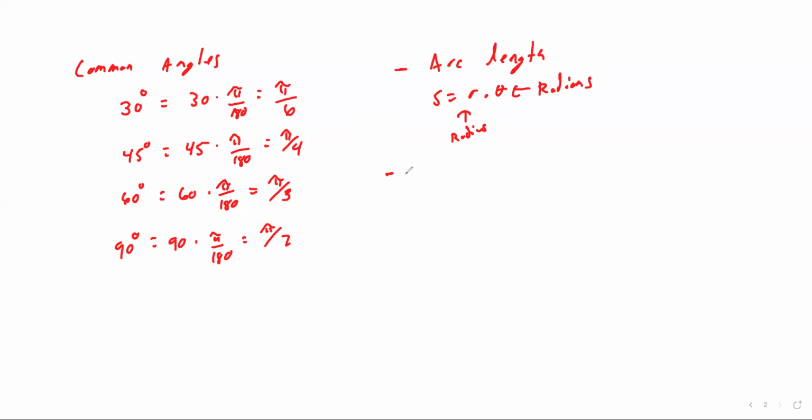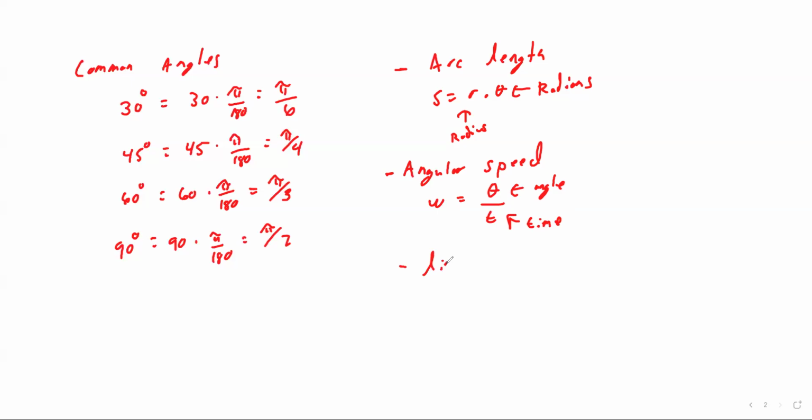Another one is angular speed. And that's going to be, I believe this is a lowercase omega. It just looks like a W. It will equal theta divided by t, which again, theta would be the angle, depending if you want it in degrees or radians, and then t represents the time.